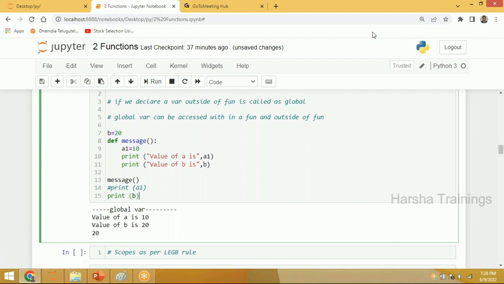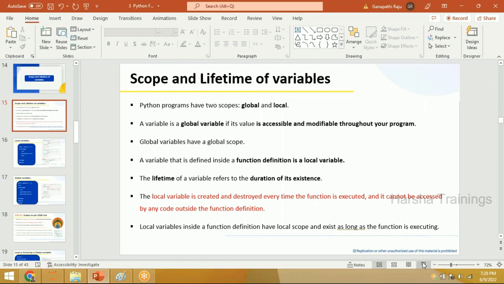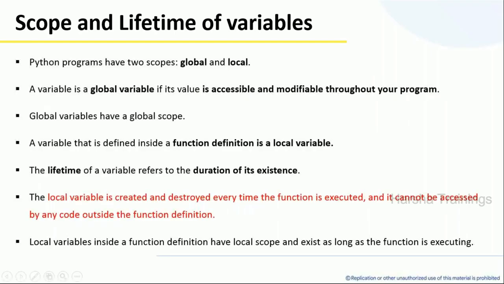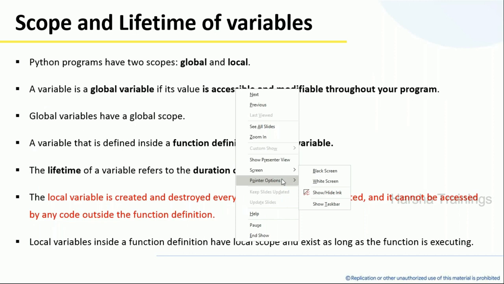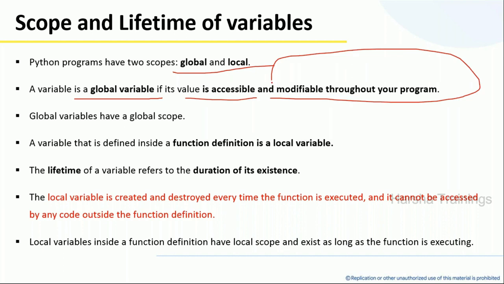Now I'm going a little bit down to discuss the theory part. Python programs have two scopes: one is global and another one is local. A variable is global if its value is accessible and modifiable throughout the program. That is called global. Global variables have global scope.